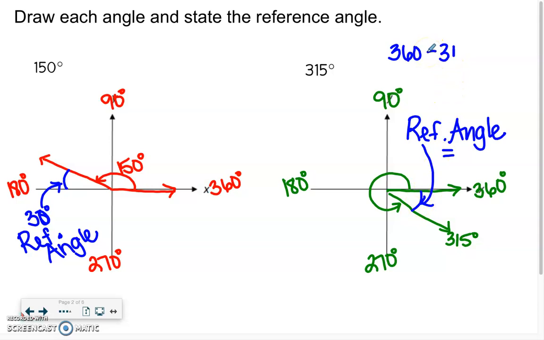That's essentially what I'm asking for when I say how far to get there. And that just means subtract. So I need to do 360 minus 315 to find that answer. And that should be 45 degrees. Okay.